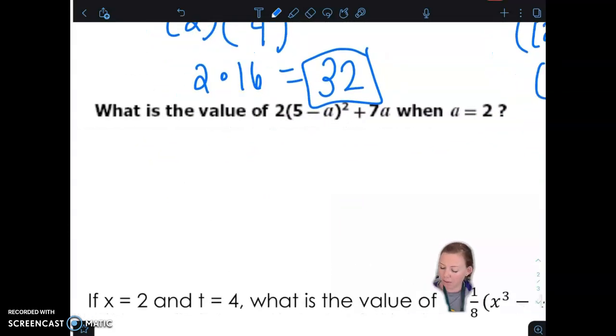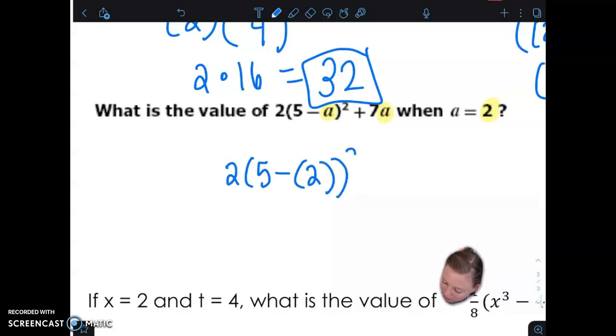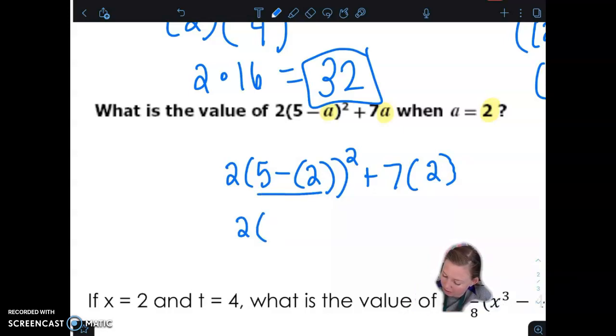For this one, we go ahead and plug in, same thing. This one is plugging in the A in 2 spots. So we're going to say 2 times 5, minus parentheses 2 and another one, plus 7 times 2. From there we go ahead and subtract. So that's going to be 2 times 3 squared, and then plus 14. So we'll have 3 squared, which is 9.